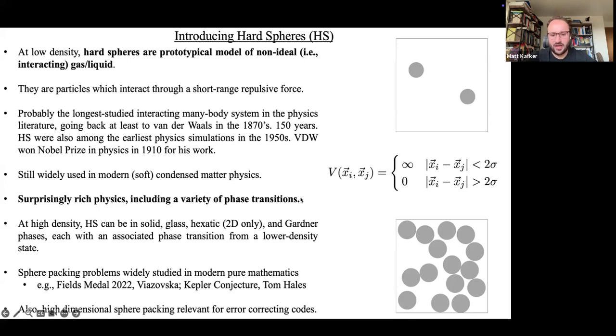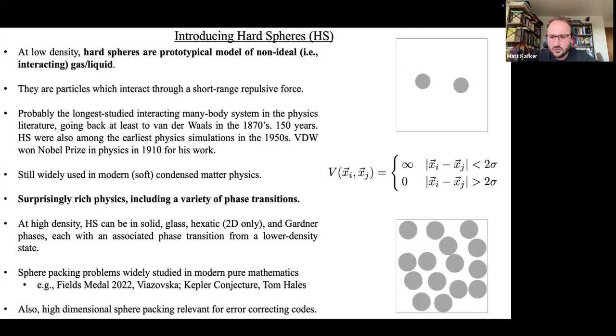Also, for those of you who are mathematically inclined, as I know many of you are, sphere packing problems are widely studied in modern pure math. There was the 2022 Fields Medal, which went to Viazovska and maybe somebody else, on finding the densest packing in 8 and 24 dimensions. There was also the Kepler conjecture, which was conjectured in like 1605 or something and was finally proved in 2017. So these are very difficult problems. There's also high dimensional sphere packing, which is relevant for error correcting codes. So there's a lot going on here, even though it looks very simple.